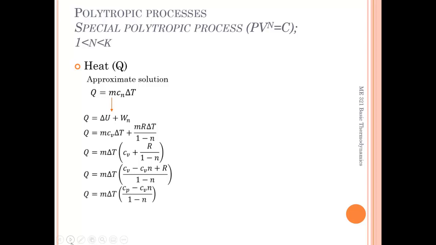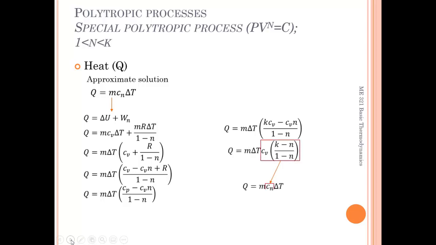Now remember that the sum of the specific heat at constant volume and the ideal gas constant is just equal to the specific heat at constant pressure. So we replace the sum of these two terms by Cp. Furthermore, we can also express Cp as the product of the specific heat ratio k and the specific heat at constant volume Cv. Therefore, we will arrive at this form of the equation. Finally, by factoring Cv from the numerator, we will now arrive at the formula for the specific heat for special polytropic processes.